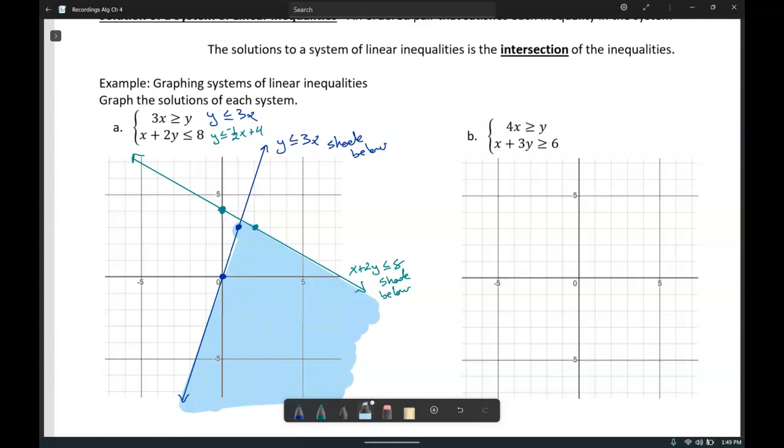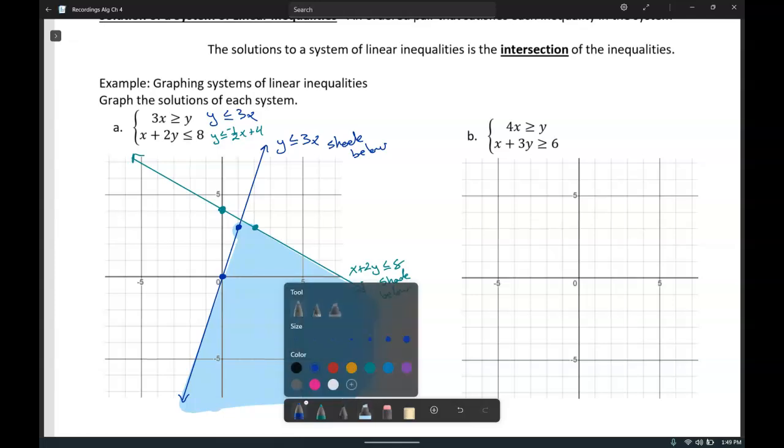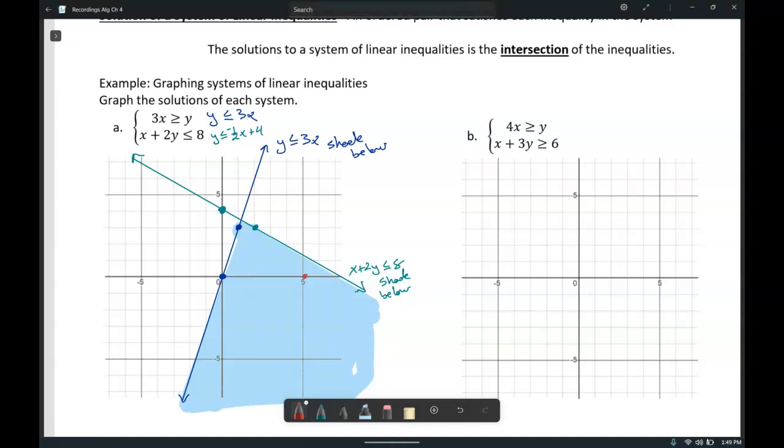And of course, we can check to make sure that our shading is correct by picking a point somewhere within the shaded region. Let's take a simple point here. We have the point 5, 0. If we plug 5, 0 into our equation, well, we get 15 is greater than 0, so that's true. And then we can plug in 5 plus 2 times 0. And we see that 5 is less than or equal to 8, and so our solution is valid. We've shaded in the correct area. Go ahead and try the next one.